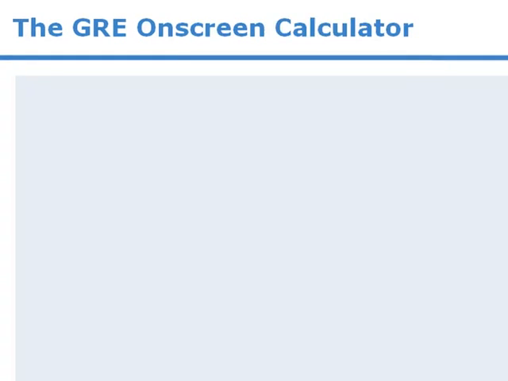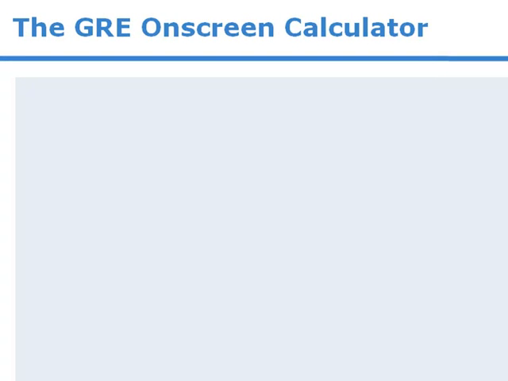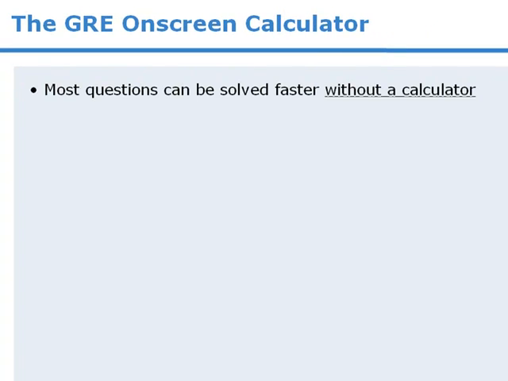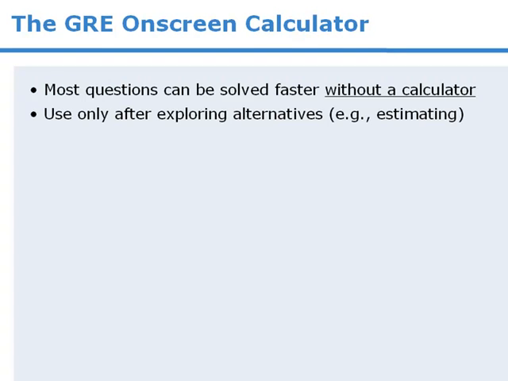In this lesson, we'll take a close look at the on-screen calculator that's available on the GRE. However, before we do that, I'd like to point out that the vast majority of quantitative questions can be solved faster without using a calculator. So you should use the calculator only after you've explored other, faster options, such as rounding and estimation.